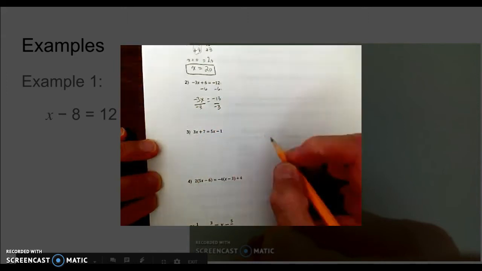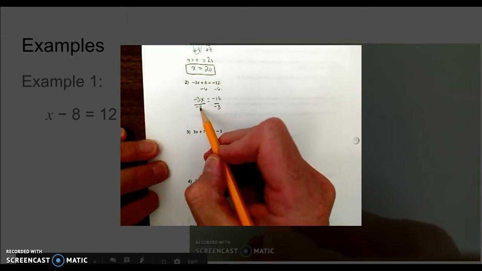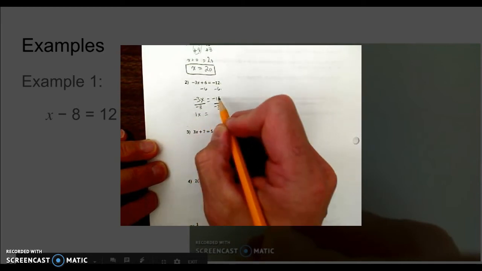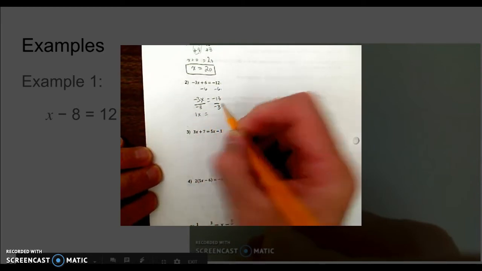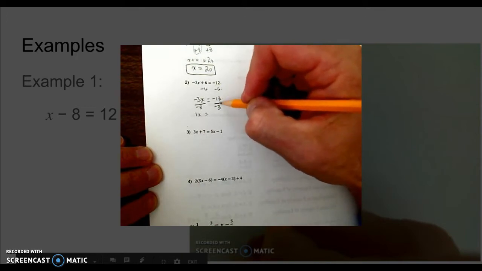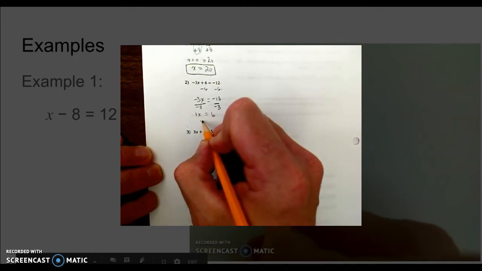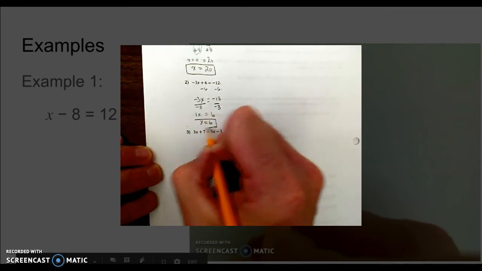I'm going to divide by negative 3 on both sides. Negative 3 divided by negative 3 is 1, so this is 1x. That's what I wanted. Negative 18 divided by negative 3. Remember, I have the same sign here. This is going to be a positive product. 18 divided by 3 is 6. So x equals 6.